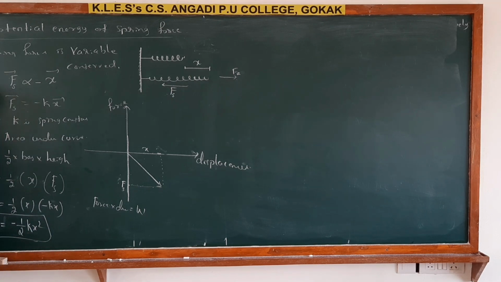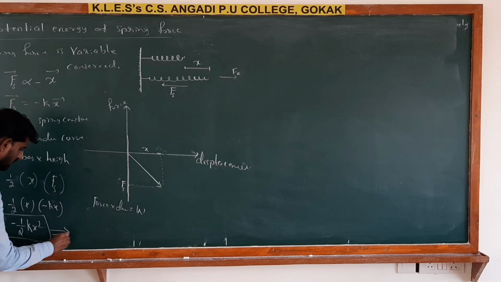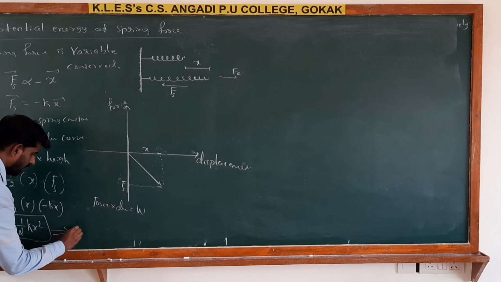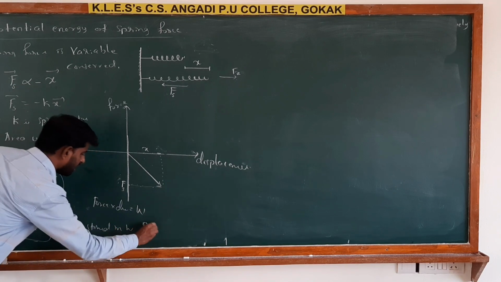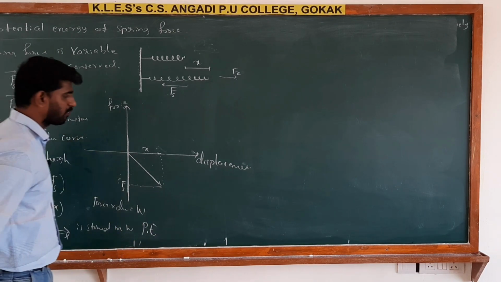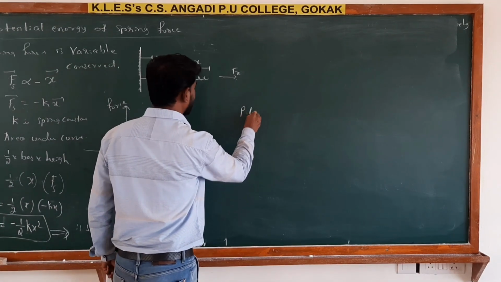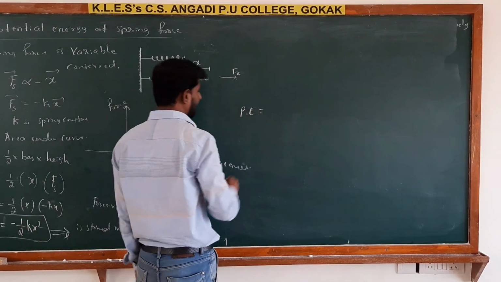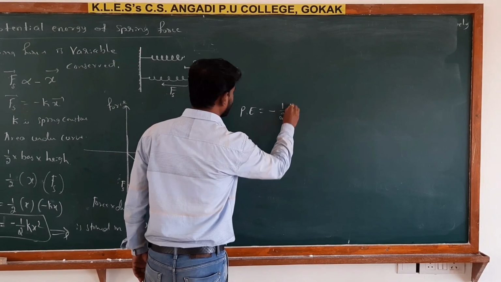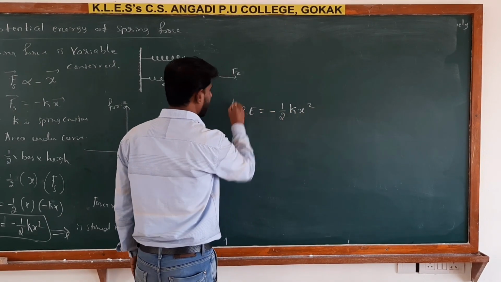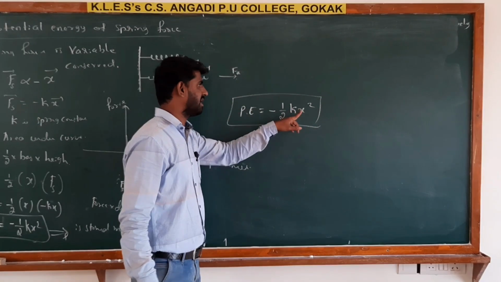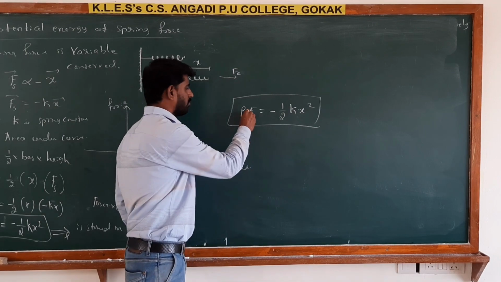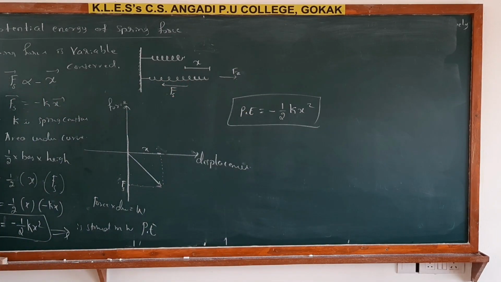This work done is stored in the spring as potential energy. So I can write that the potential energy of a spring is equal to the work done in that case, that is minus 1/2 k into x square, where k is the force constant or spring constant and x is the displacement. So potential energy is equal to minus 1/2 k x square.